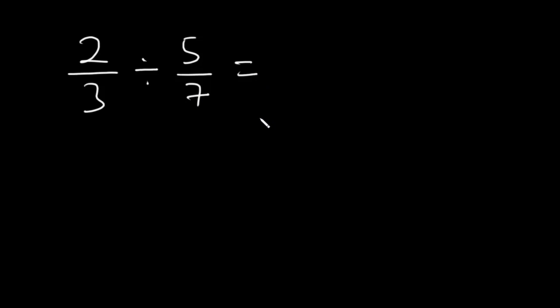Let's begin with this simple example. How do we divide 2 over 3 by 5 over 7? To solve this problem, we need to use the expression keep change flip. This is where we need to maintain 2 over 3 and then change the division sign to multiplication and then flip 5 over 7 to get 7 over 5.